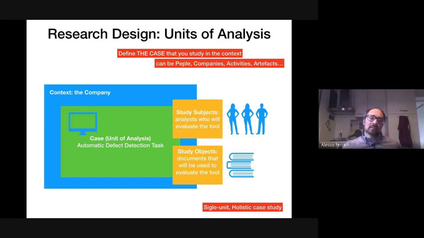Since we are looking at the unit of analysis as a whole, so like the company and the task is representative of the typical task of defect detection for the company, we speak about a single unit and holistic case study. So just one unit of analysis that aims to give a complete view of that specific unit in the context of the company.